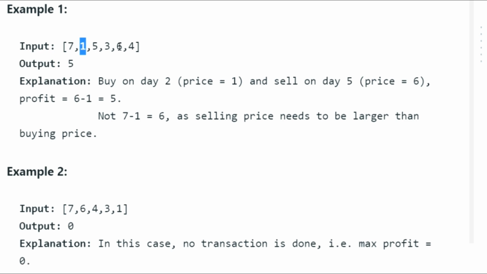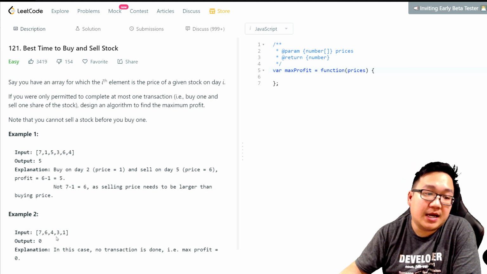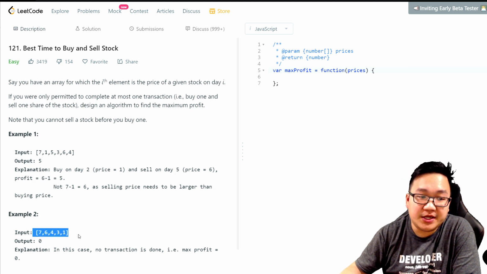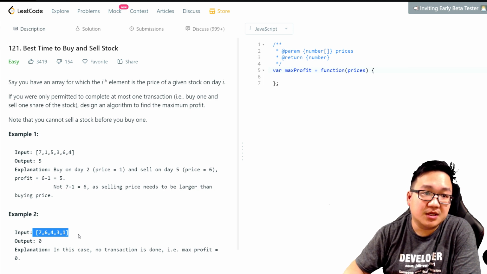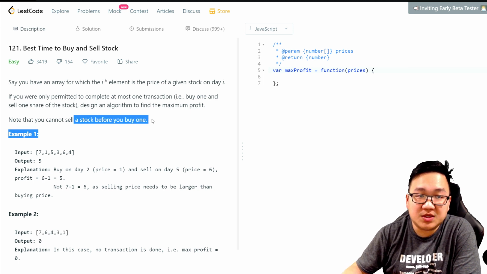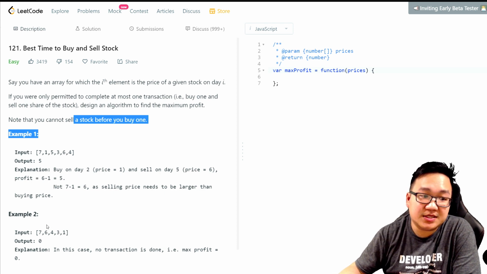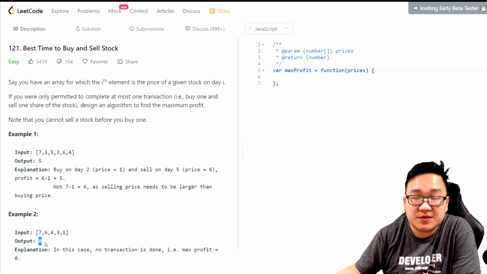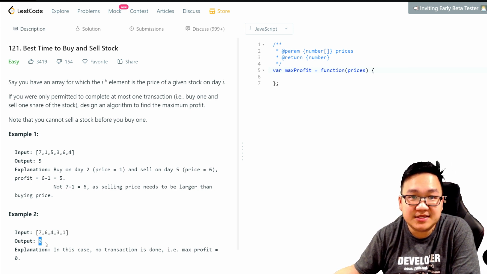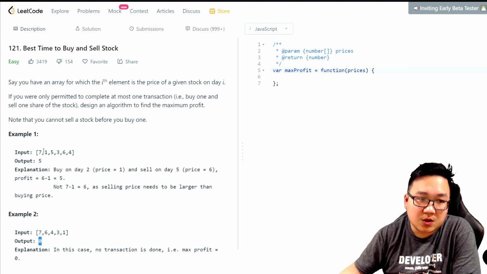So let's look at a second example so we understand the problem more. If you're given an array that contains a descending order of stock prices, because of the rule that you must buy a stock before you sell it, the output here is effectively zero, because you can't sell things at a profit in a descending order, right? So it wouldn't make sense. So let's try to solve this problem.